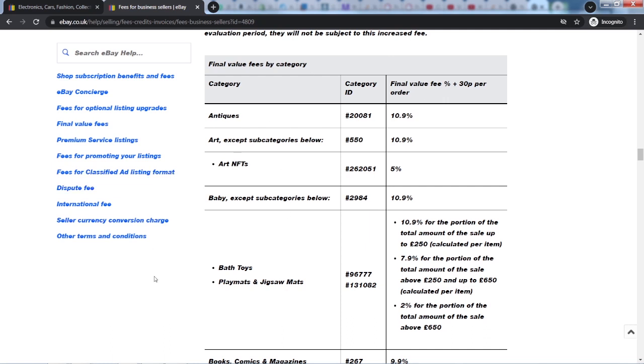So what happens when someone buys something from your store? You get charged what we call a final value fee percentage. Now, this is the percentage of that particular category. So in antiques, the final value fee is 10%, plus eBay will take 30p per order. So this is what happens. You need to calculate this all out, where you've got to put 10% if you're in that category, plus the percentage fee, plus your shipping costs if you've any, on top of that, and make sure you make a profit.